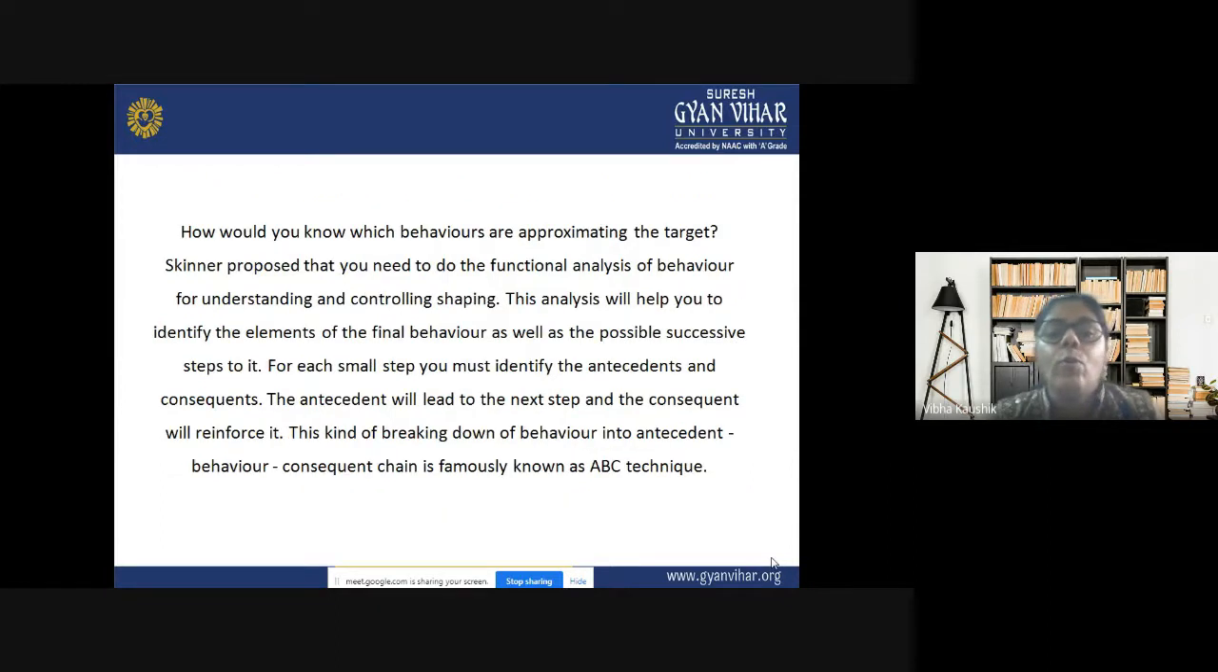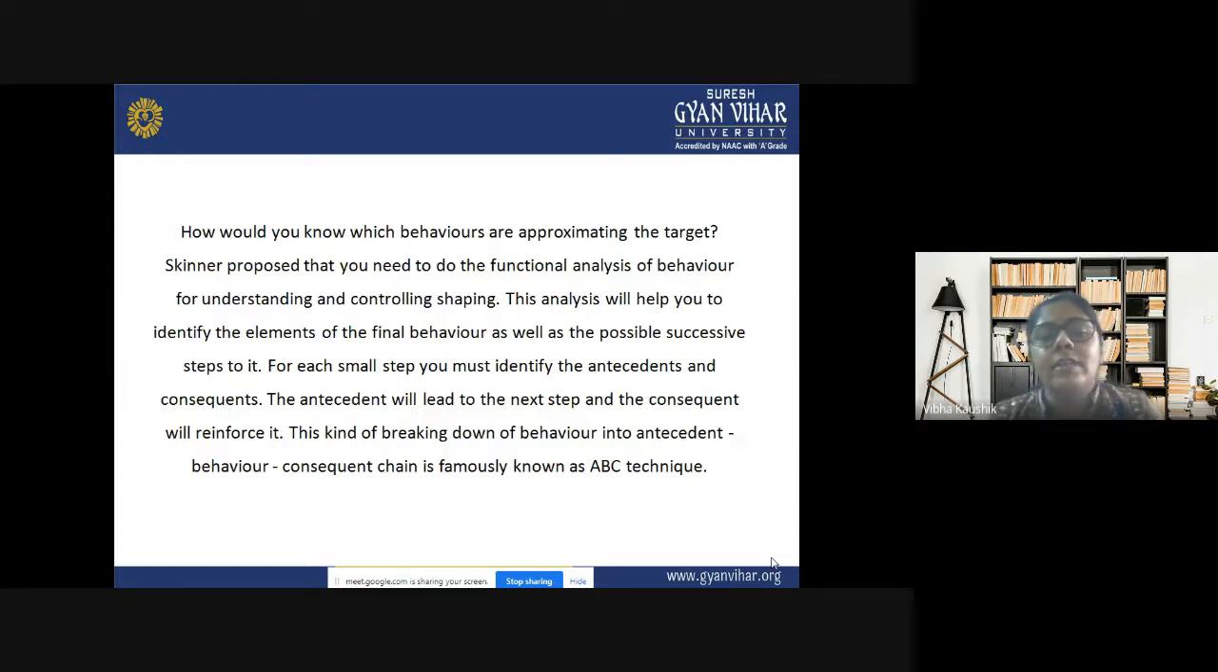How would you know which behaviors are approximating the target? How will you be able to know which behavior will be considered as approximating the target? Skinner proposed that you need to do the functional analysis of behavior for understanding and controlling shaping.